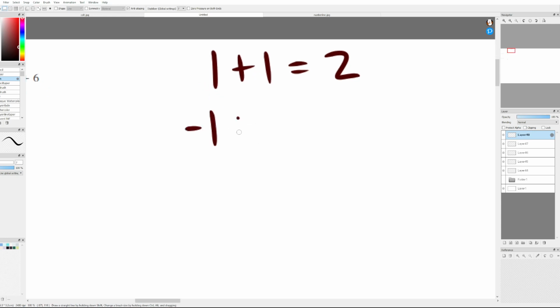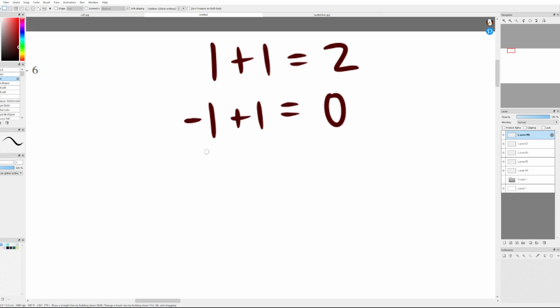Say we have negative 1 plus 1. That is going to be 0 because the negative is going to cancel out the positive.